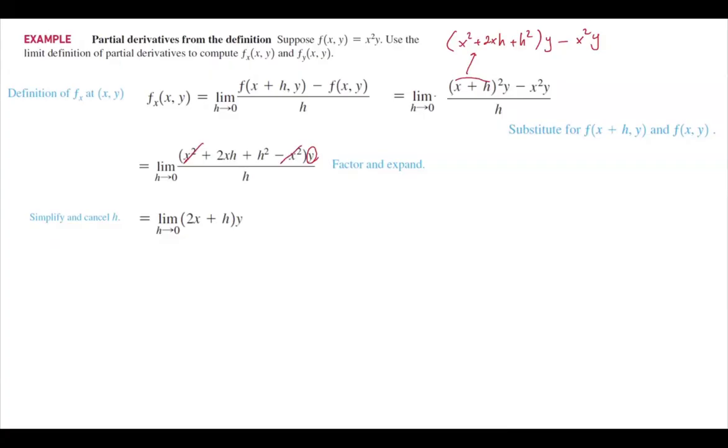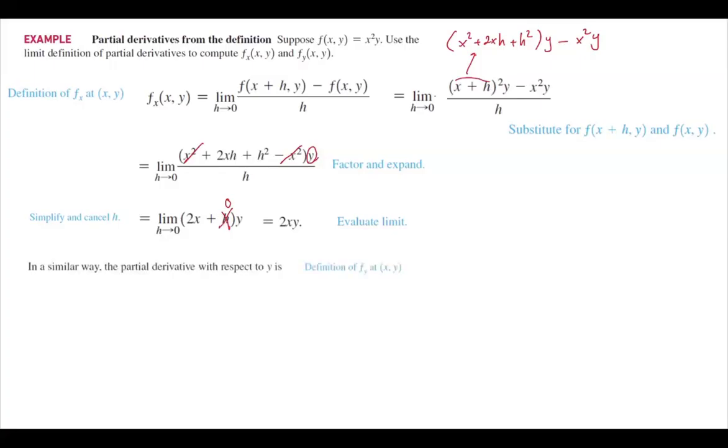But this is basically a polynomial form. To evaluate the limit, you just do the substitution. h goes to 0, so this guy becomes 0, and you have 2xy. So the rate of change of the function with respect to x is 2xy. And when you have your point, you just need to do the substitution.